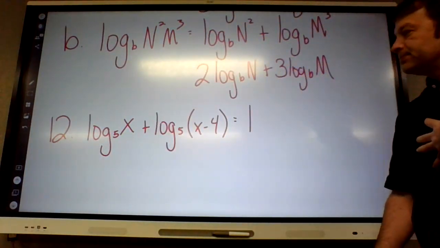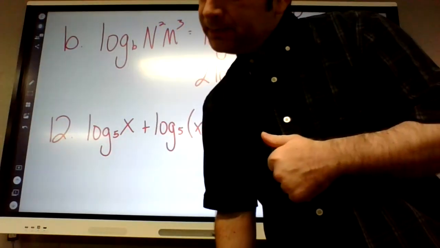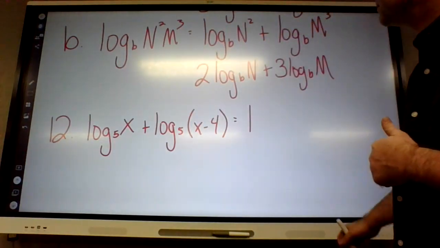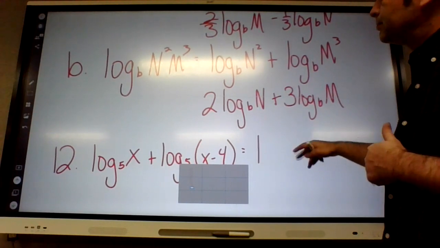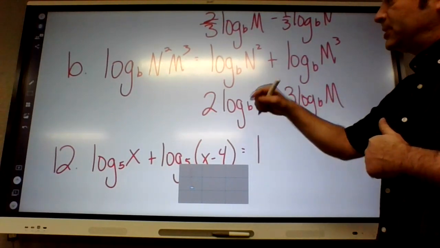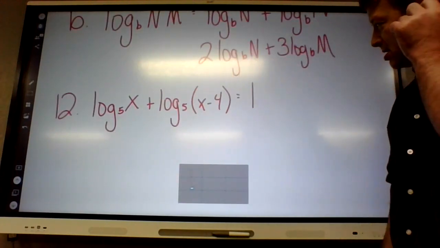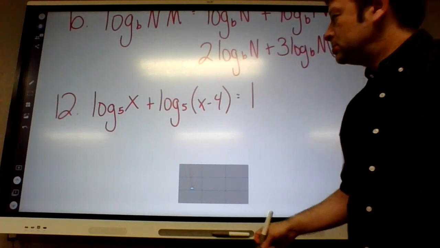Did you switch the variables around on the random one? Yeah, I switched the m and the n around. Okay. All right.